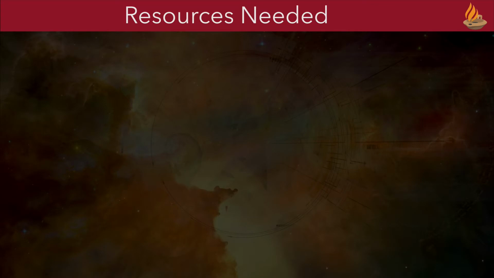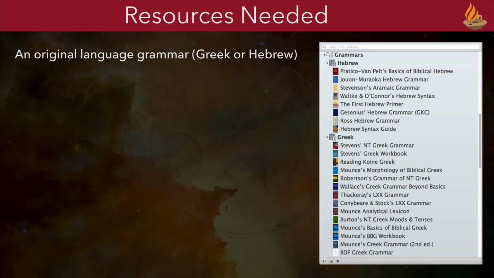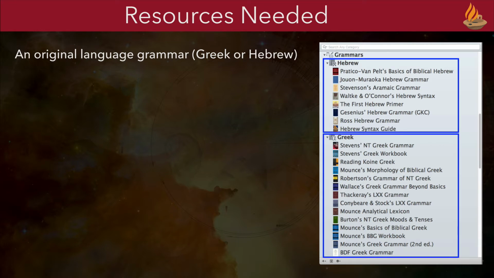Here are the resources we're going to need for today's exercise. First, an original language grammar. Here are the ones currently available in Accordance. As you can see, I've added subfolders to my library and organized these resources into Hebrew and Greek grammars. Since my Greek is better than my Hebrew, I'm going to use a Greek grammar as an example in today's podcast. In fact, Wallace's Greek Grammar Beyond the Basics. However, the same techniques will work equally well with any other grammar, including Hebrew grammars.